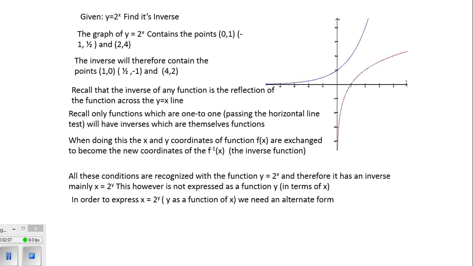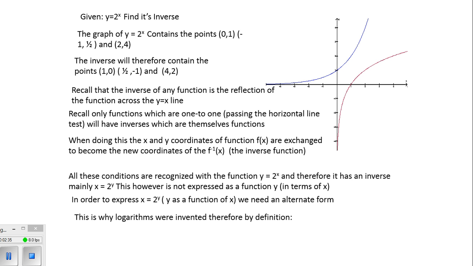But notice we have a problem when we do that with 2 to the x. Y equaling 2 to the x, then surely its inverse is x equals 2 to the y. But where do we go from there? Because it is not possible for us to express this y in terms of x. So, hence the reason for bringing logarithms into the question.